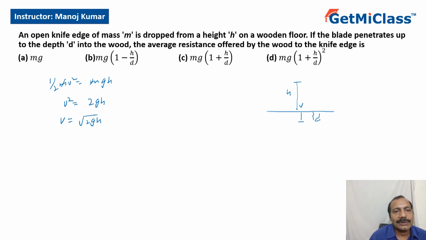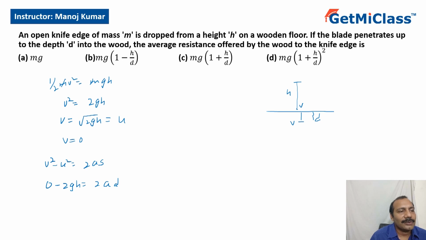Now this final velocity in the first case becomes the initial velocity in the second case. The final velocity in the second case, that is when the knife edge has penetrated the distance d, it comes to a stop. So the final velocity in the second case is 0. I'll use the formula v squared minus u squared equals 2as. So I'll have 0 minus 2gh equals 2 into a, the acceleration I need to find, into s. s is d.